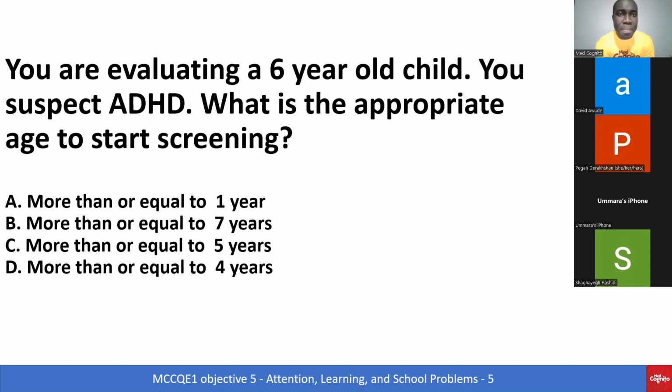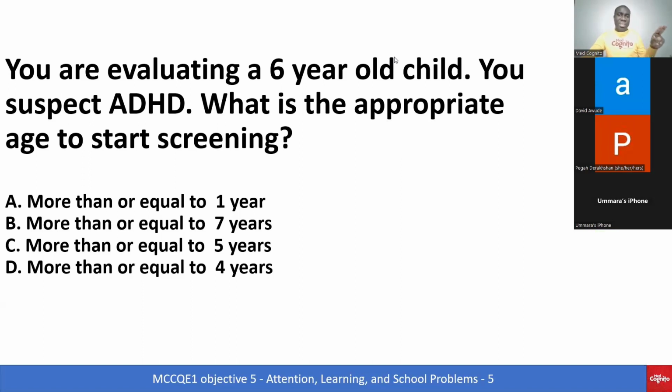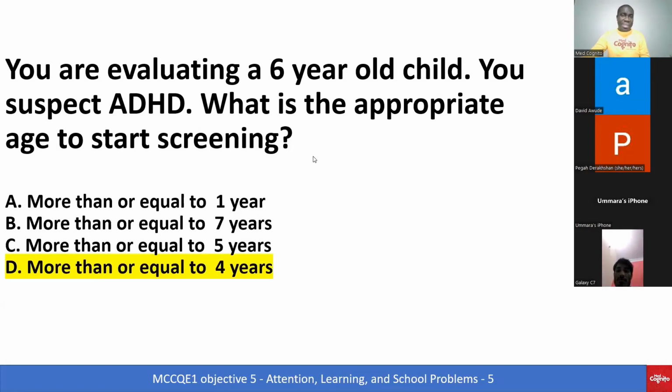What's the right answer? Dr. Tasmin said B, more than or equal to 7 years. Dr. Ahmed said C, more than or equal to 5 years. Dr. Smart said D, more than or equal to 4 years. Dr. Simran said B. Dr. iPhone is saying D. People are going for D. Dr. Noon went for C. Dr. Noor Torani went for C. Dr. Joanne is going for C as well. I will tell you that the answer is D.